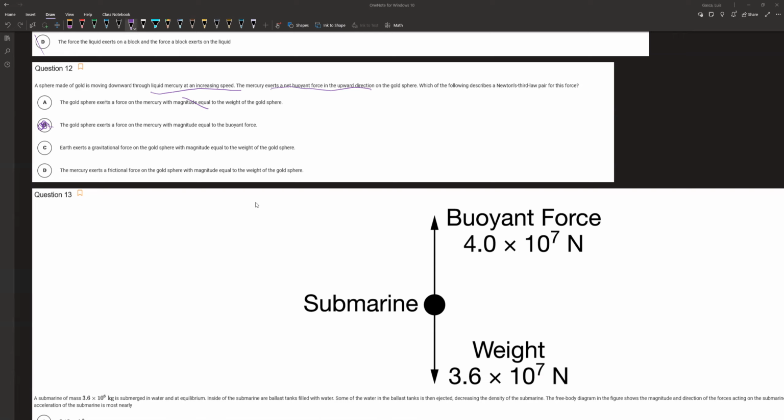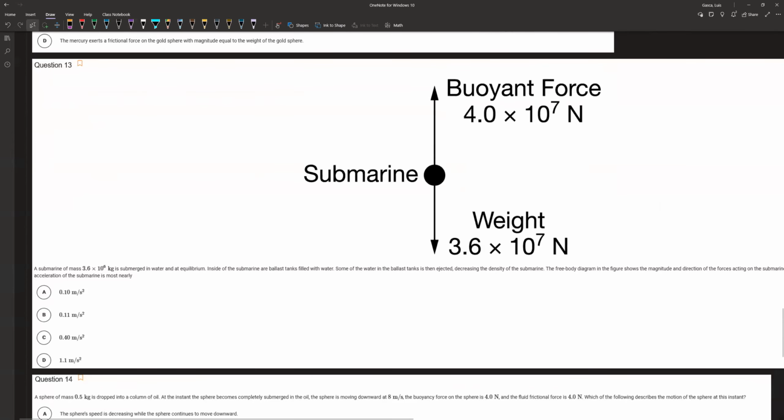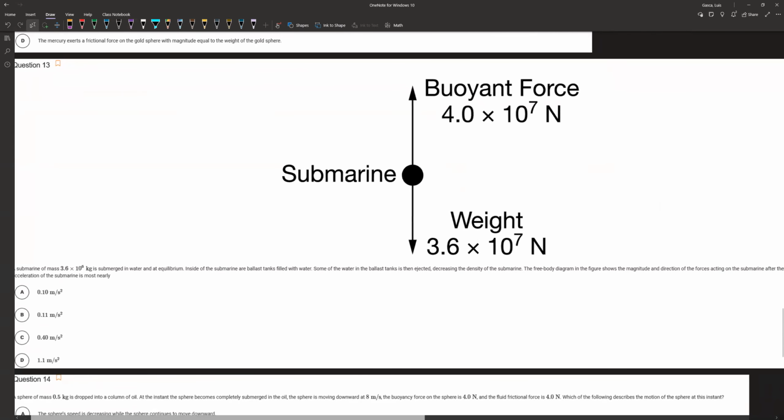For answer choice A, it is true that the third law counterpart to the buoyant force exerted on the mercury will be the force on the mercury. However, forces that are third law pairs have equal magnitudes. Since the gold sphere is accelerating downward, the magnitude of the buoyant force exerted by the mercury is less than the weight of the gold sphere. So not equal in magnitude. They are action reaction pairs, but they are not equal, which is the other part to the action reaction.